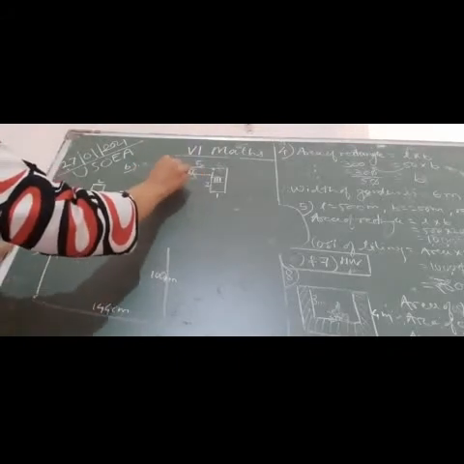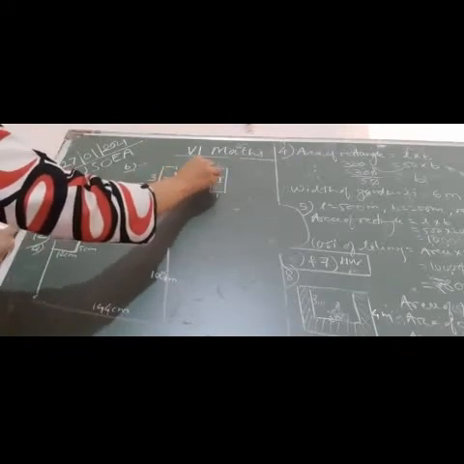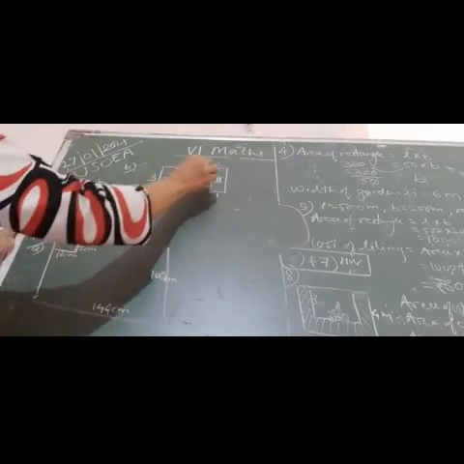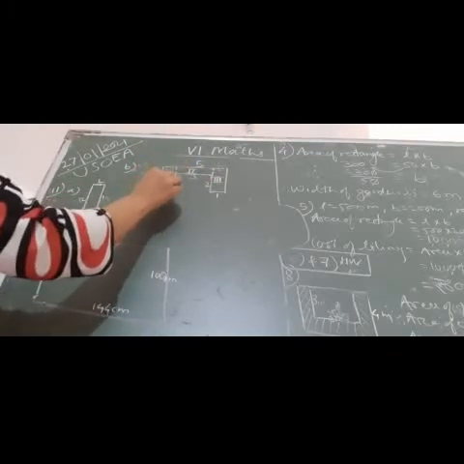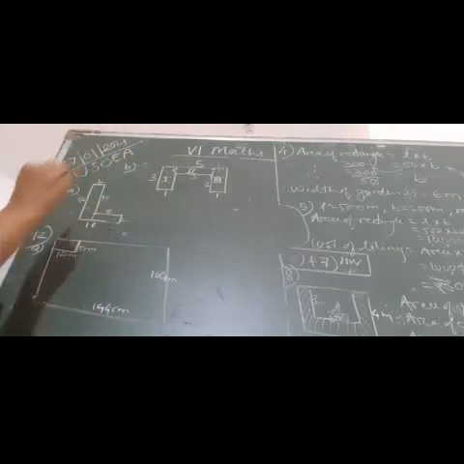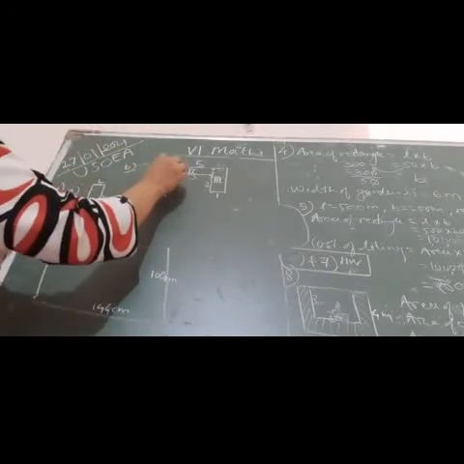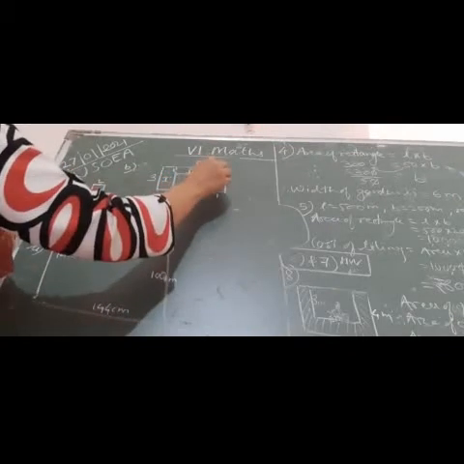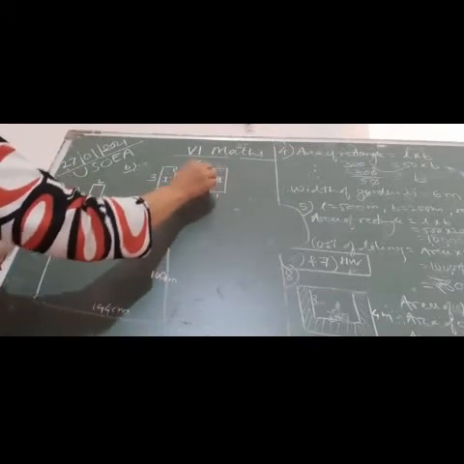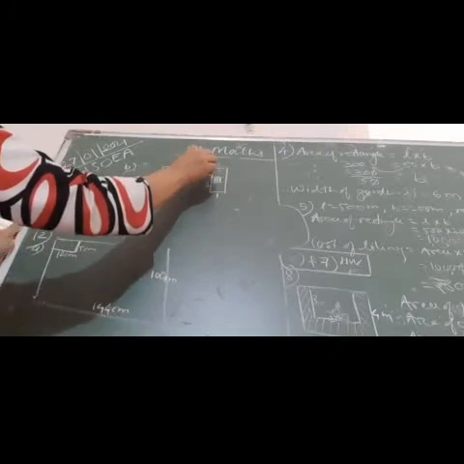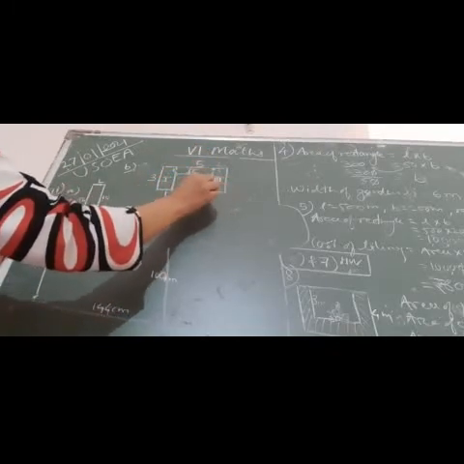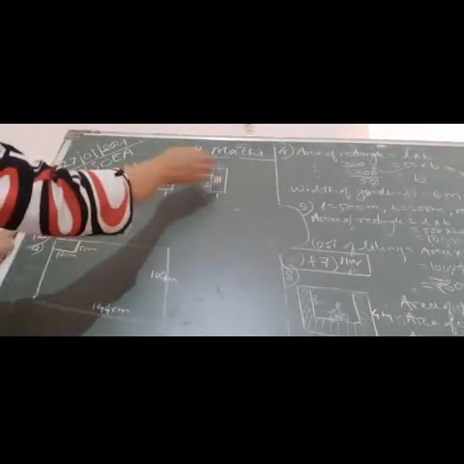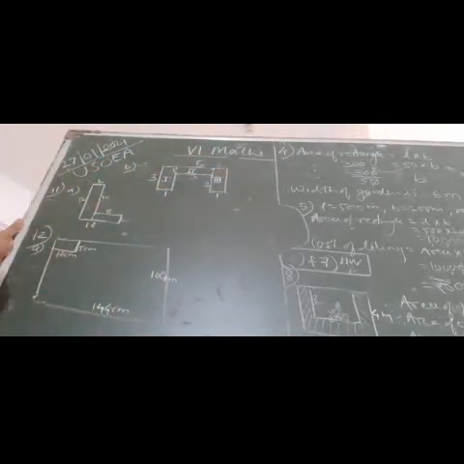For the second rectangle, 3 is given. This length is 2 because it is given as 2. Out of 3, this is 2, so the remaining is 1. So 1 will be the width and 3 will be the length of the second rectangle. How can you do the third rectangle? For the third rectangle, this is 2, this is 2 and this is 1. It means the length is 3 and the breadth is 1. So you can apply the formula the same way here.